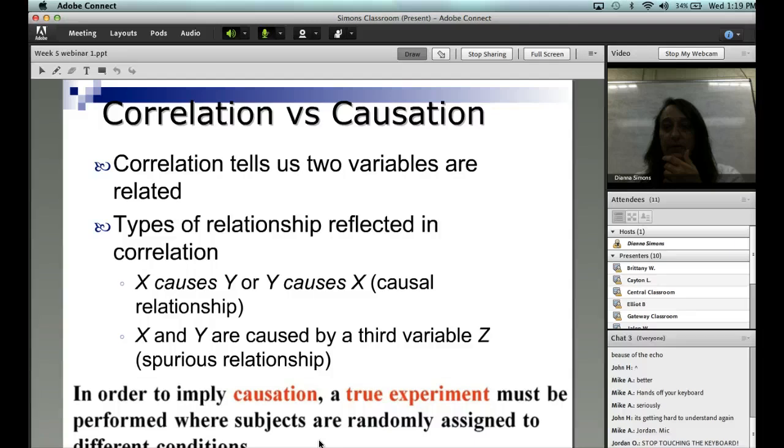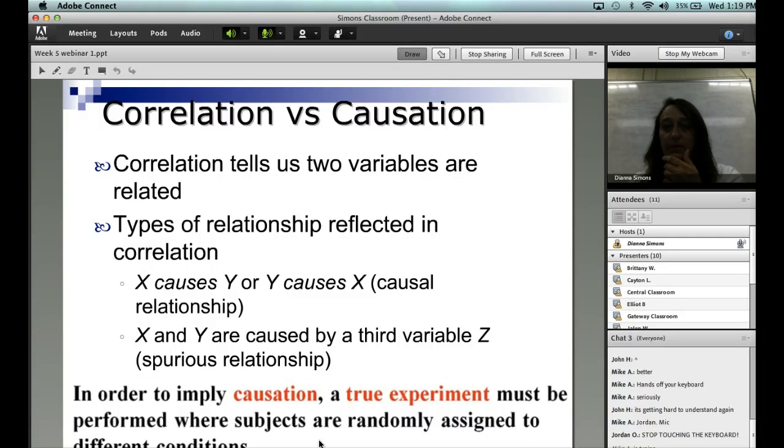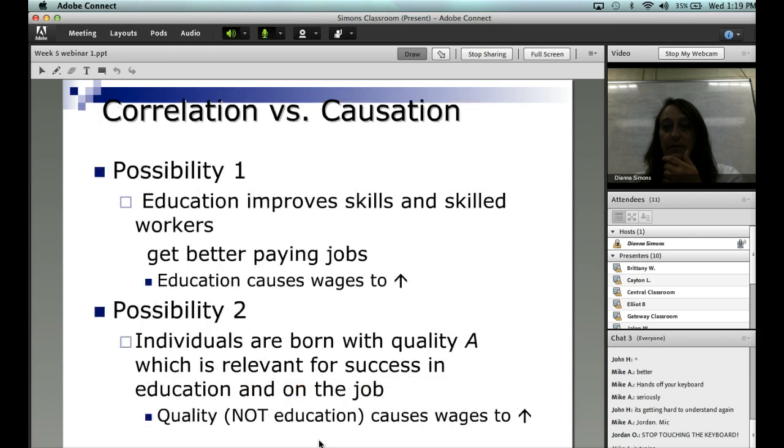Oh, what is the question? What kind of experiment where people are randomly selected and you give each person two different things or three different things?